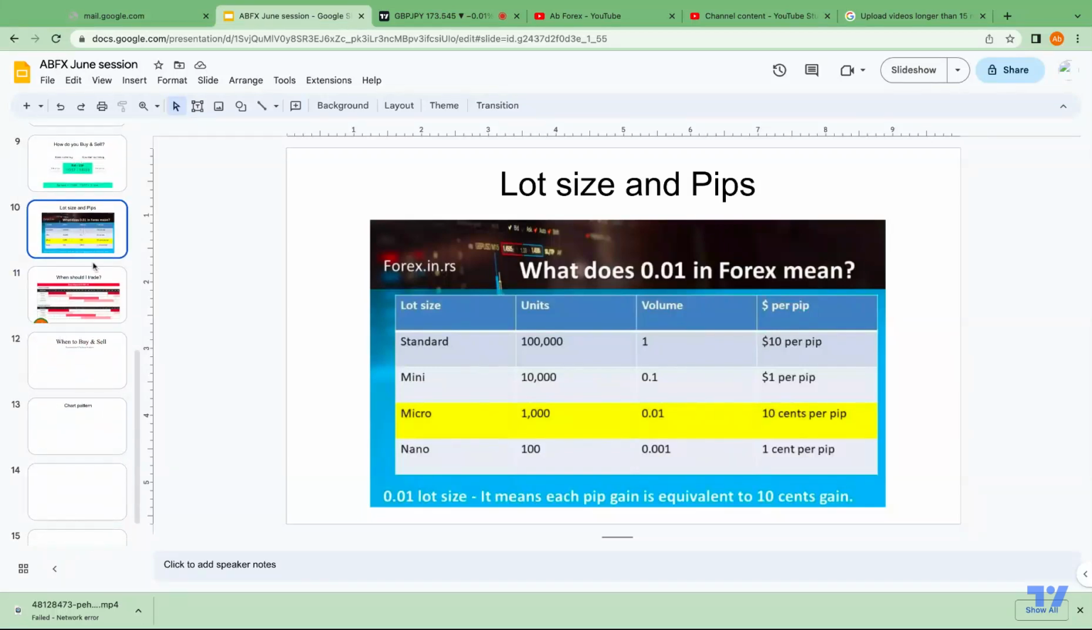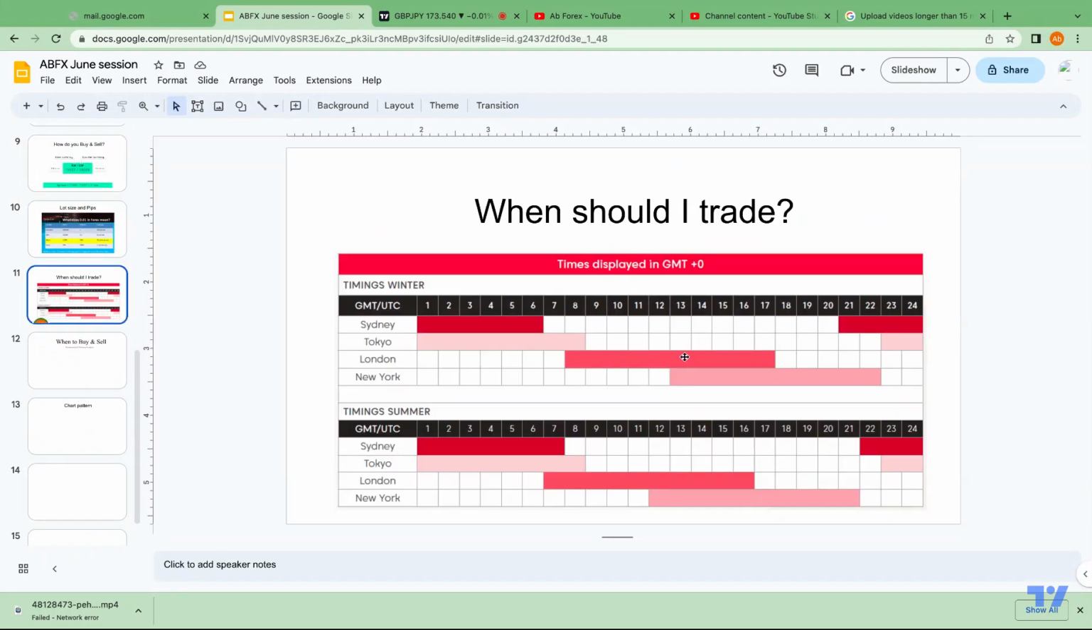Now, if we move on to what we call when to trade, you've understood now how to buy and sell, what you're buying, and how you actually buy them. In the forex market, there are times in which we actually trade. We don't just trade like that. We have sessions in which we trade. These sessions are divided into four: the Sydney, Tokyo, London, and New York sessions.